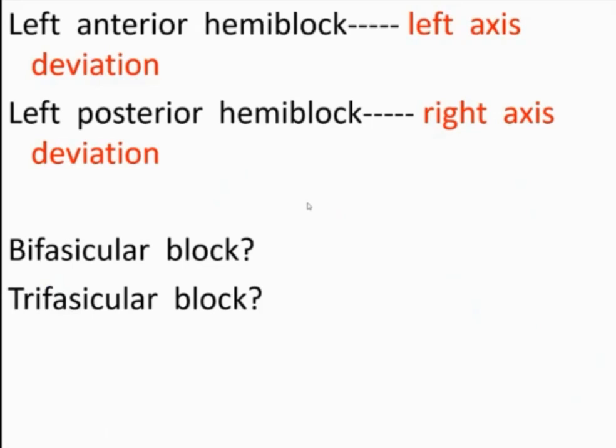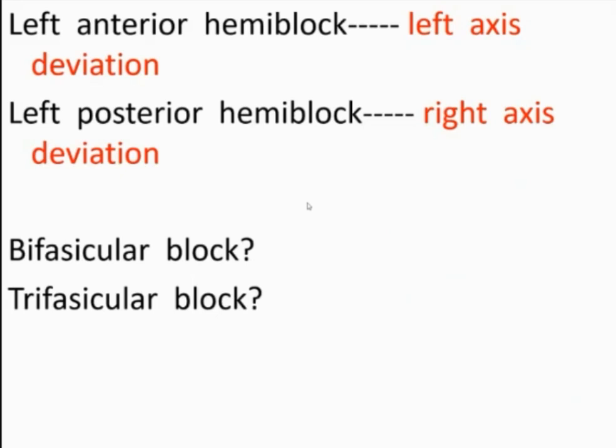شنو معناها bifascicular block؟ Bifascicular block مثلا اكو عند the right bundle is blocked and the anterior or the posterior fascicle is blocked also. So there are two fascicles blocked, the right bundle and either the anterior or the posterior fascicle.